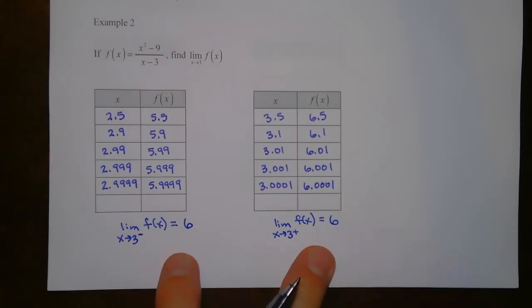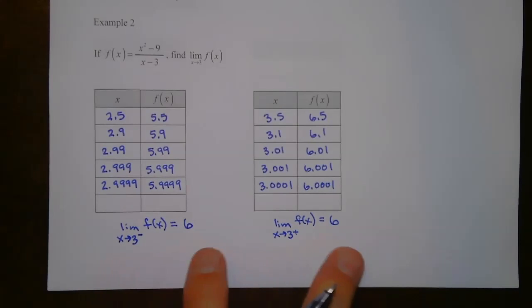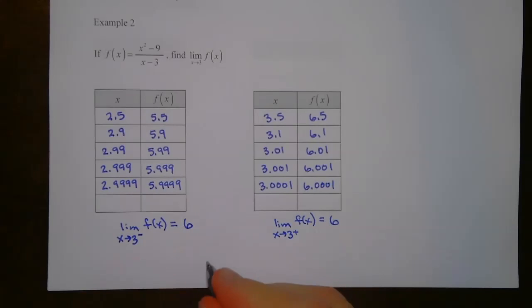Now, those are in agreement, right? They're the same number, right? From the left and from the right, they're both approaching the same y value or function value, which means that the limit as x approaches 3 of f of x is equal to 6. And I can't stress this enough, you've got to do both of these to figure this one out, okay? We have to do it graphically and numerically, okay?